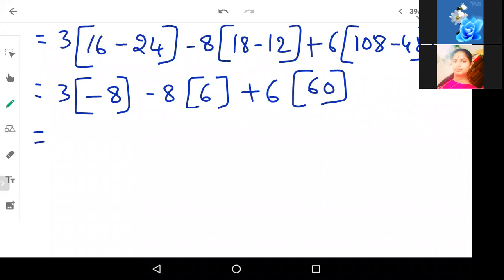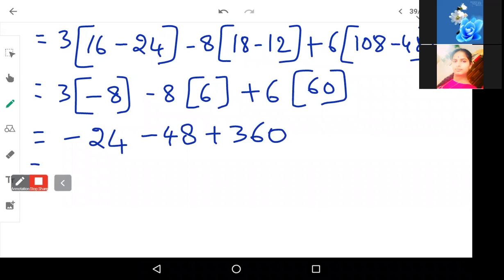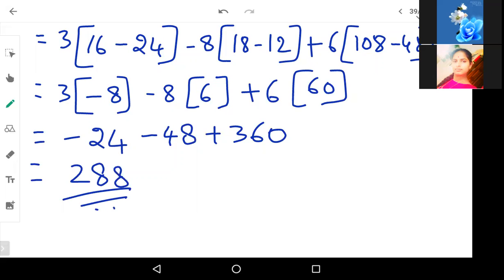So, 3 into minus 8 is minus 24. Then 8 6 are 48 minus 48 plus 6 into 6 is 360. Okay. So, if you see here, you will have minus 24, minus 48 and plus 360. So the final answer is correct, Kirti. So the final answer is 288. This is the answer for the determinant that we have already seen.